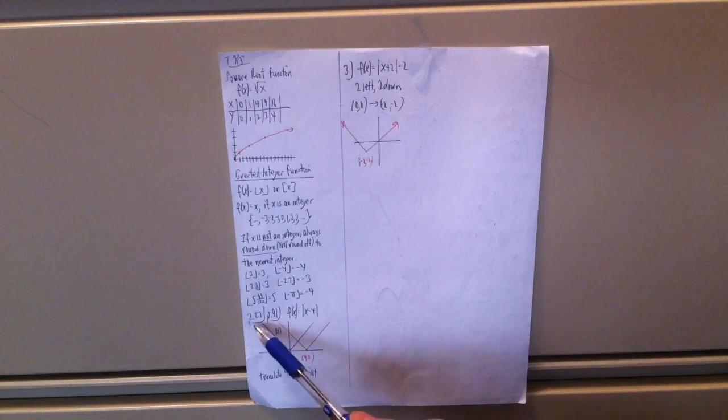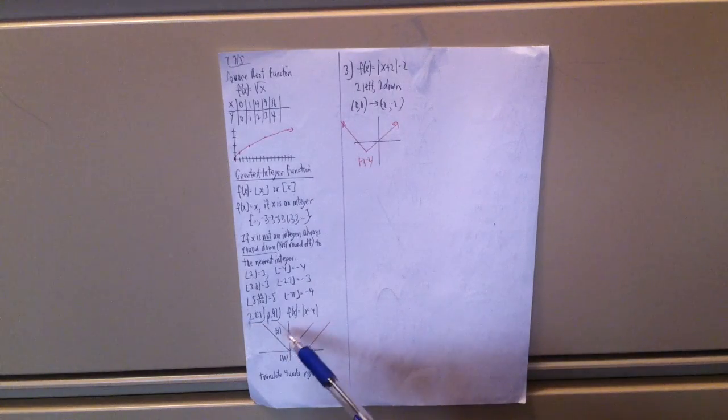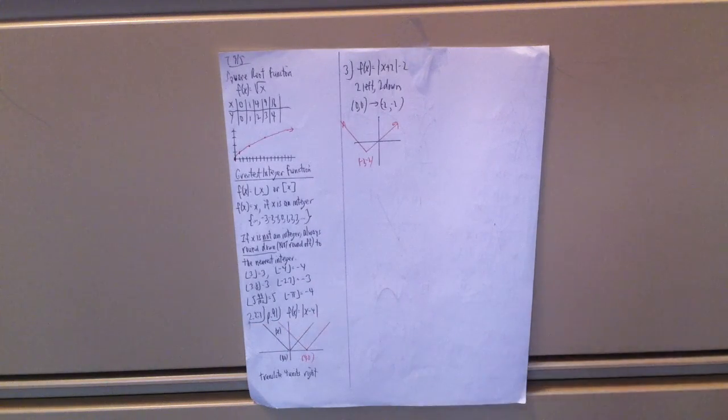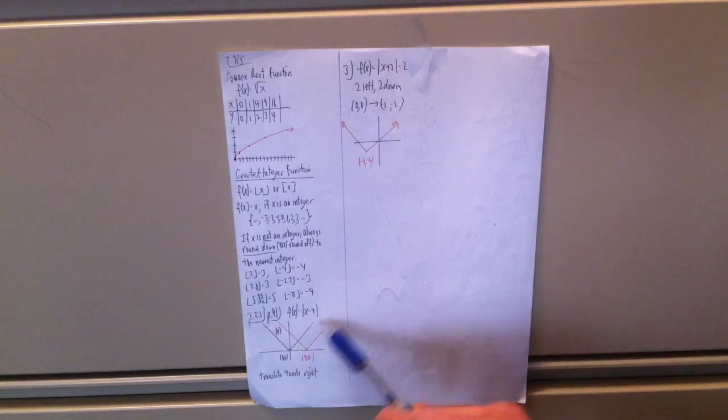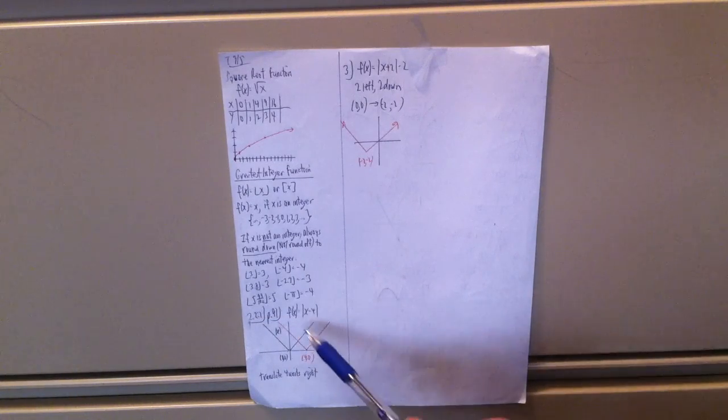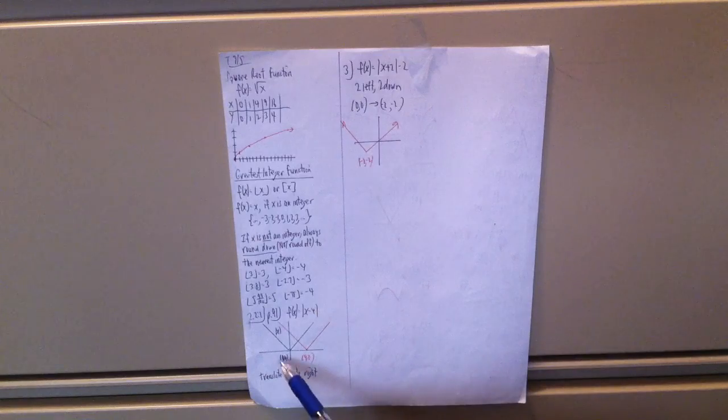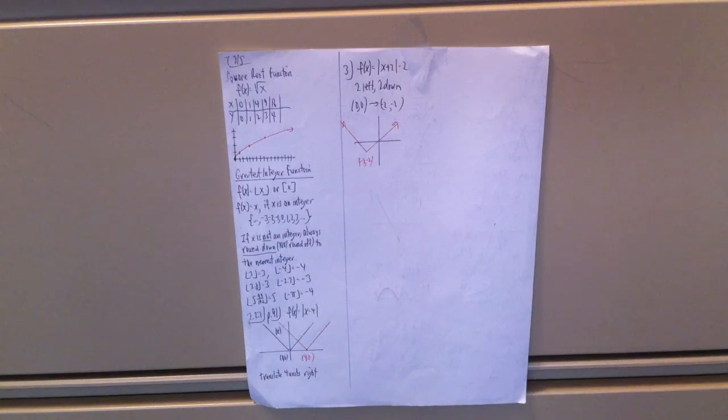Alright, and then let's see, to graph 2.2, number 1, f of x equals absolute value of x minus 4. You take the original v-shaped absolute value function, replacing x by x minus 4 moves it 4 units to the right.